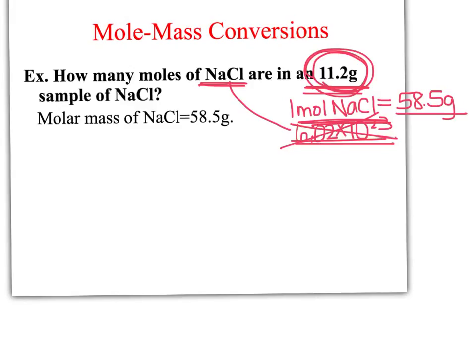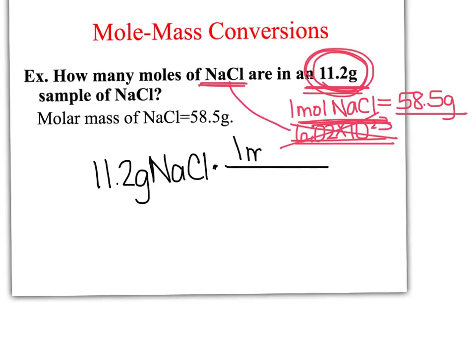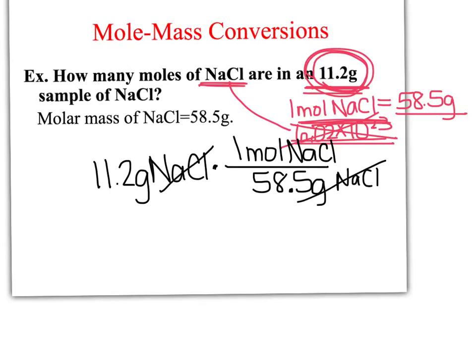So again, we start with the piece of information we're given, 11.2 grams of sodium chloride. So we know that 1 mole of sodium chloride weighs 58.5 grams. And this is off the periodic table. I took a shortcut. I didn't show you how to add them up. So grams of sodium chloride will cancel in this case. Because this is on the bottom, we're going to divide.